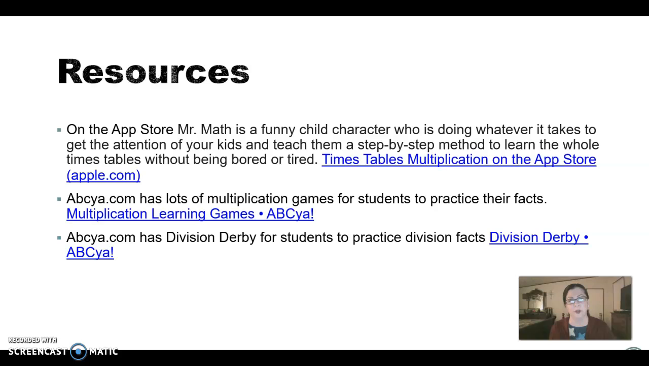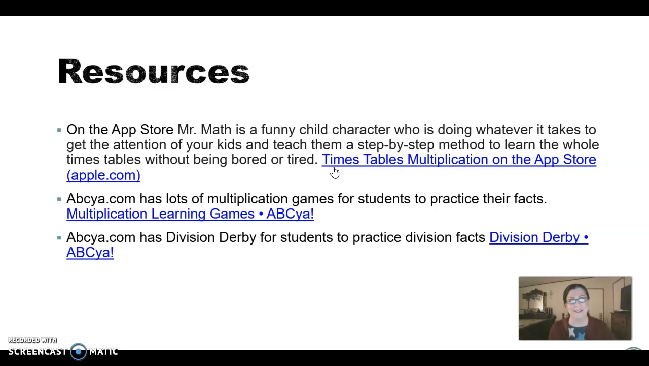And I found some resources that I have found to be very helpful when helping my kids and helping students. And that's with apps. I saw a really cute one in the App Store. It says here, Mr. Math is a funny child character who is doing whatever it takes to get the attention of your kids and teach them a step-by-step method to learn the whole times tables without being bored or tired. And I've included a link here for that, which I will include the PowerPoint in the discussion post so that you can see what that game looks like.